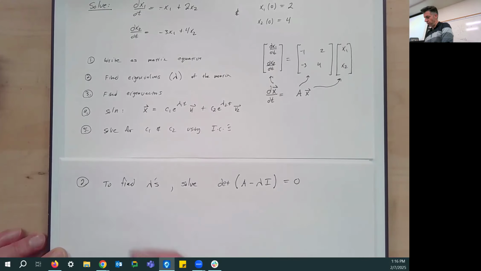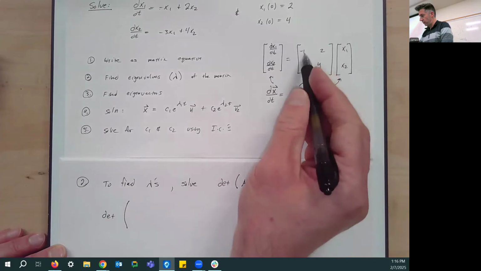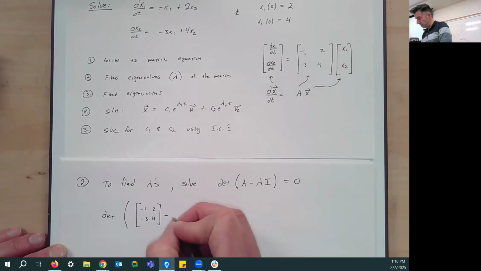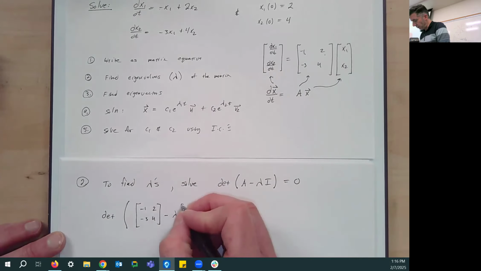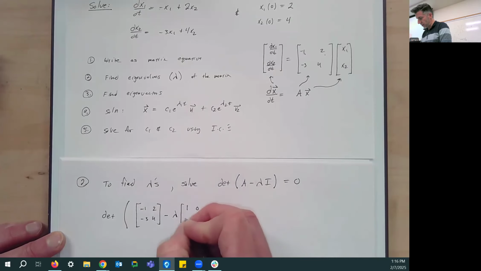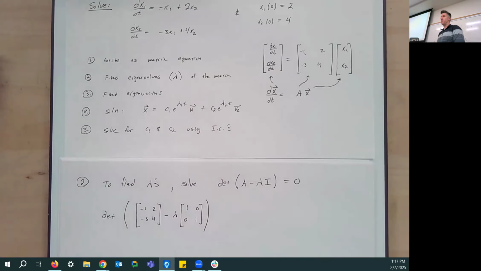So here's the actual work. We're going to take the determinant of our matrix, which is -1, 2, -3, 4, minus lambda, which is just a constant like an A or a B or a C that we're trying to solve for, times the 2 by 2 identity matrix, which is just the matrix 1, 0, 0, 1. You don't really need to know that larger matrices also have identities, but there's a 3 by 3 identity, which is just 1s on the main diagonal and 0s everywhere else, and so on.